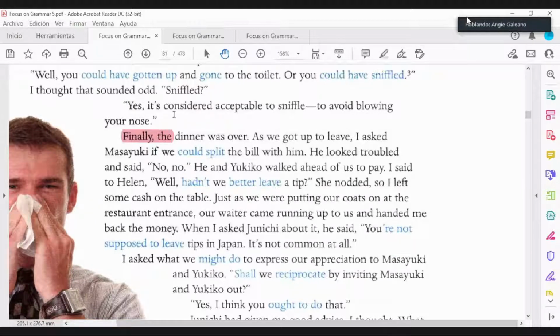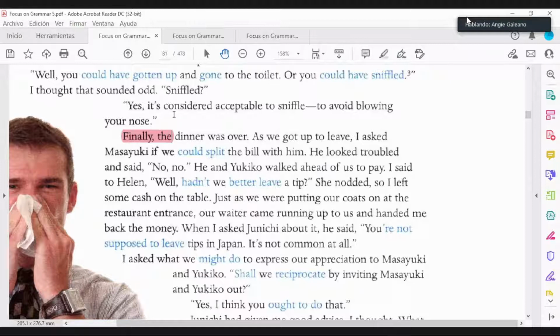Finally, the dinner was over. As we got up to leave, I asked Masashi if we could split the bill with him. He looked troubled, and I said, no. He and Yukiko were insistent on paying. I said to Helen, well, I had better leave a tip.